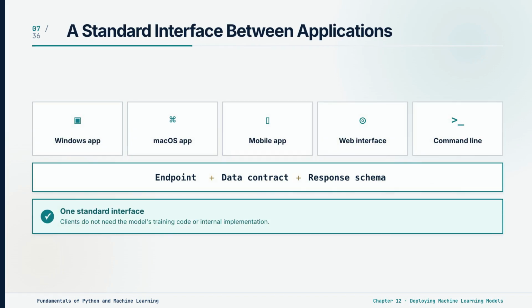REST stands for Representational State Transfer. In this chapter, the important idea is that an API provides a standard interface between applications. A desktop program, mobile application, website, or command line tool can send the same type of request to the service. The client does not need the model's training code. It needs the endpoint address, the required input fields, and the expected response format. This separation allows one model service to support multiple client platforms.